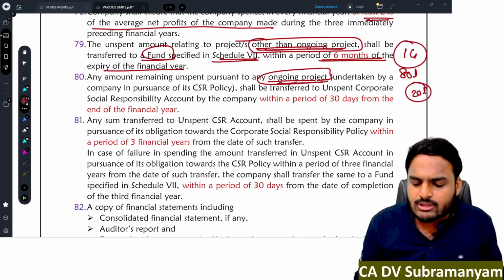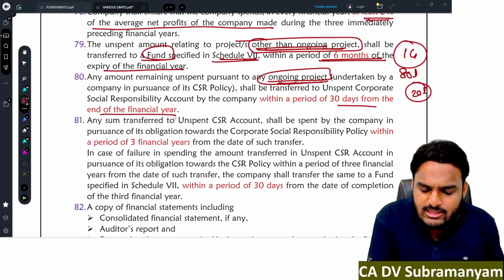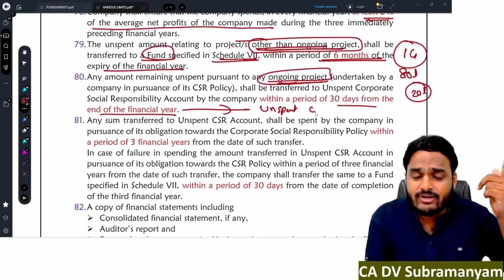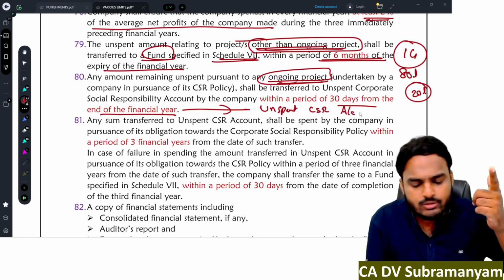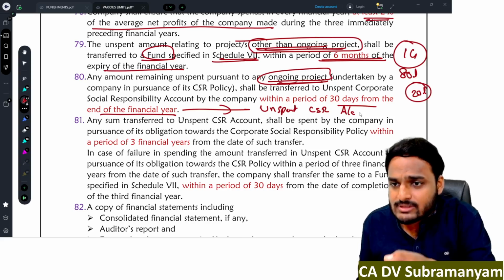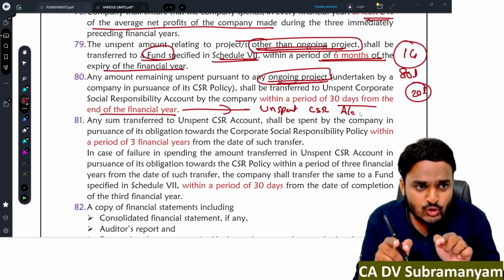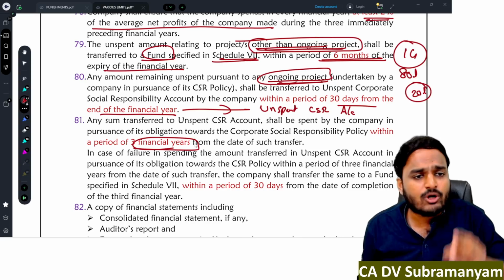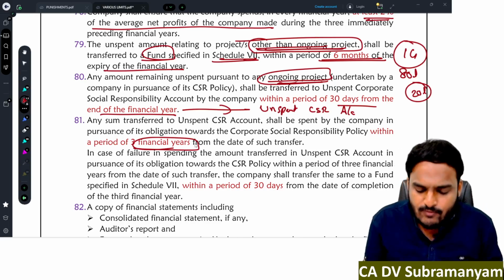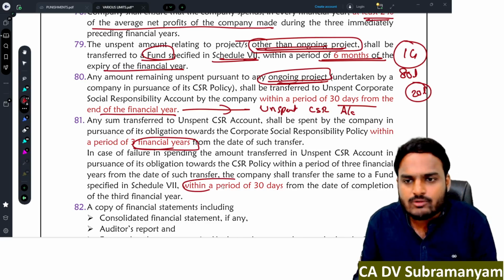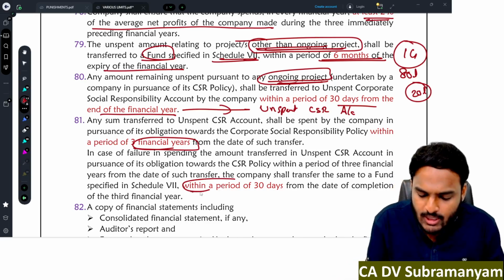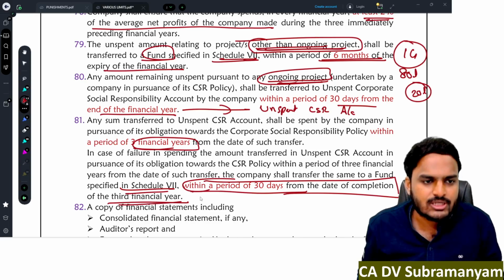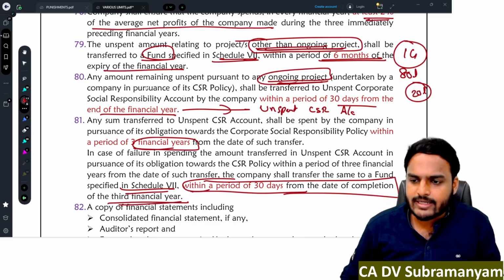If it is an ongoing project, no problem. Within 30 days from the end of the financial year, transfer the unspent CSR amount to an unspent CSR account, like the unpaid dividend account, and utilize this amount within 3 financial years. If you fail to spend this amount within 3 years, then transfer the amount lying in the unspent CSR account to a fund specified in Schedule 7 within a period of 30 days from completion of the 3rd financial year. Are you all getting my point, students?